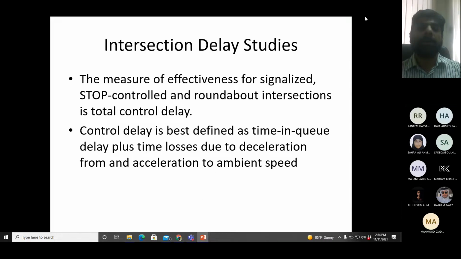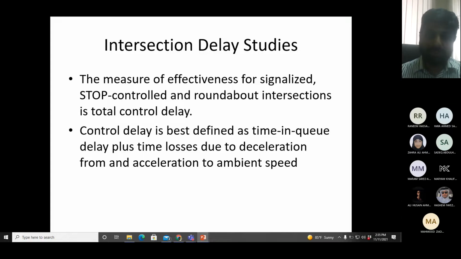Okay. Now we come towards the topic of intersection delay studies. Now, intersections are unique points on the highways. Why are they unique? Because on intersections, the flow of vehicles is stopped. So you cannot use volume or flow or speed or density to find out the quality of traffic flow on the intersection.